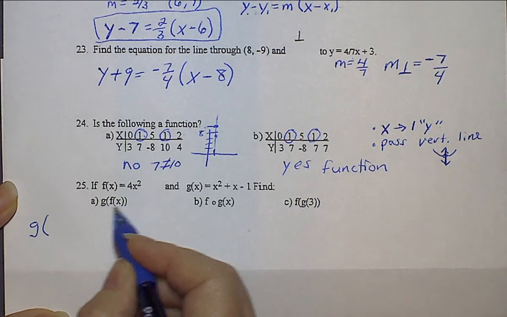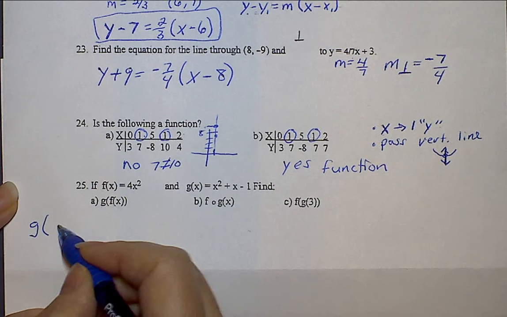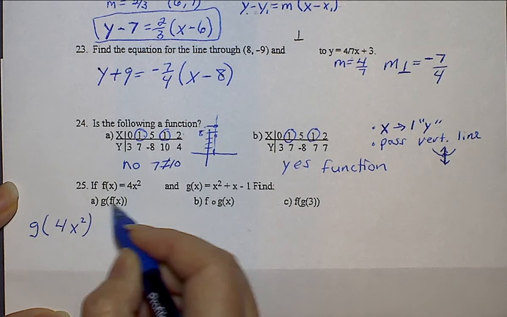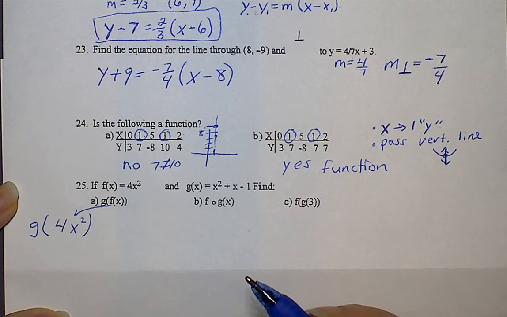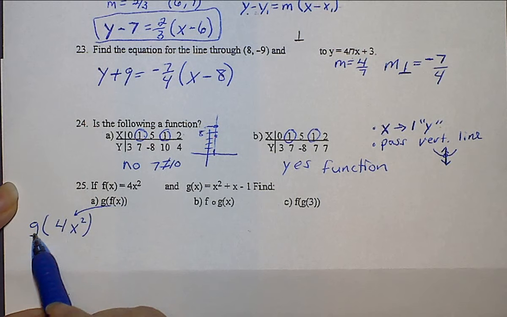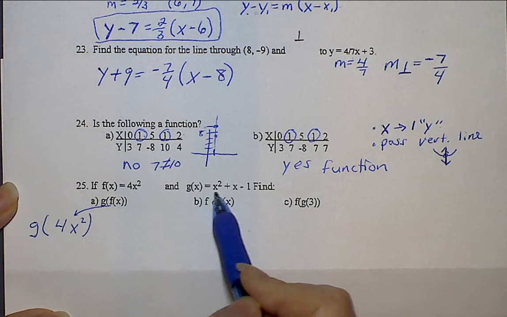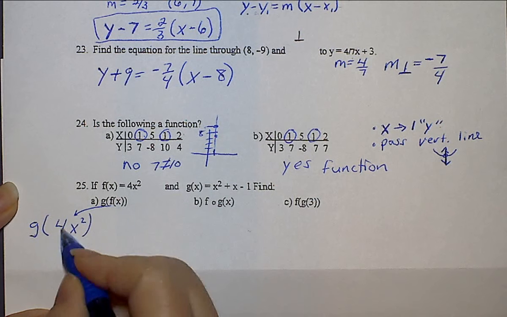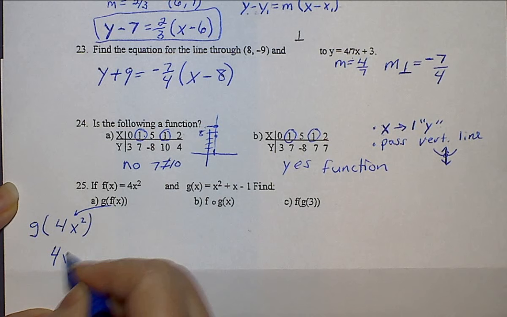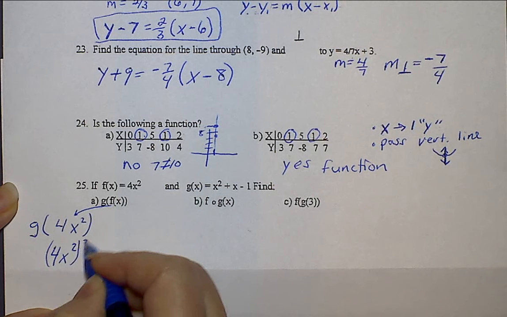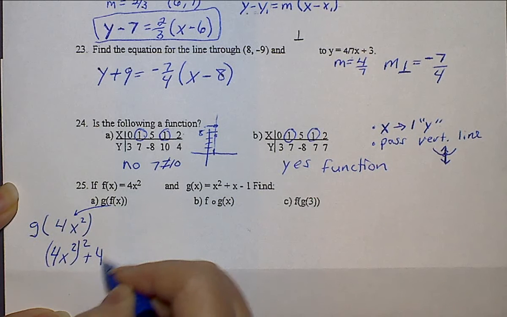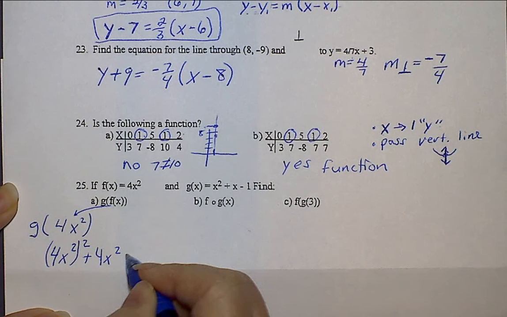F is 4x squared. So I'm going to say 4x squared in for my f right there. Then it tells me to put this in for my g. What is g? Right here is g, so I'm going to put this in for the x's of g. So I have 4x squared plus, instead of x now, I have 4x squared, and then minus 1.